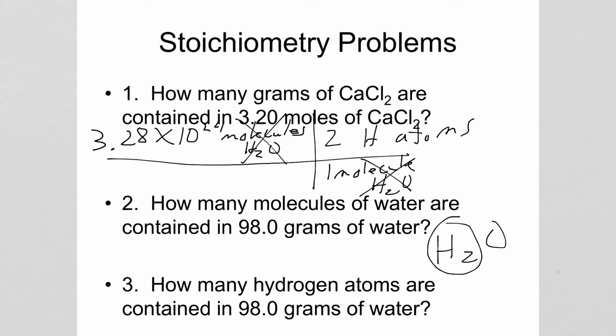We multiply, and when we do, we end up with a final answer here of... So let's go back. When we multiply 3.28 times 10 to the 24th times 2, we end up with 6.56 times 10 to the 24th. And that is atoms of hydrogen. So that's our answer to problem number 3.